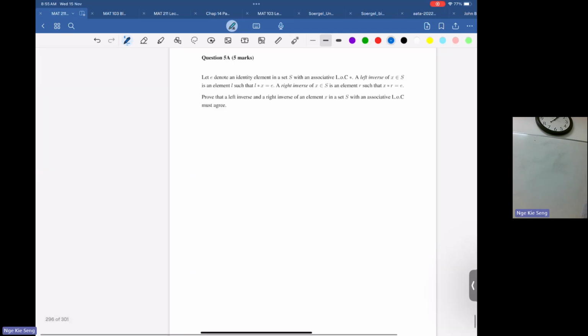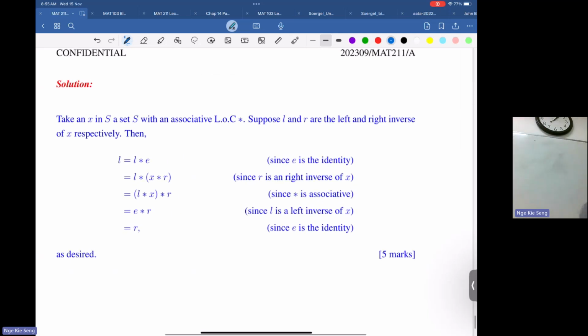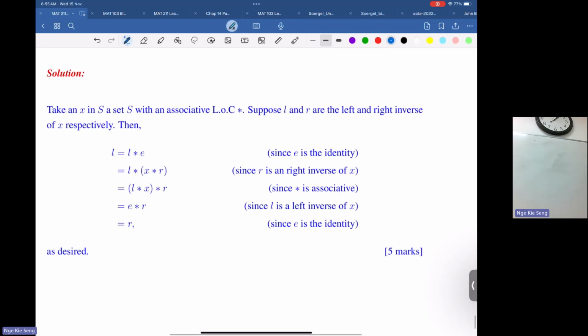So how to do it? You just start with the left inverse. Then you create, out of nothing, out of the identity, the right inverse. And then you use associativity to get rid of the left inverse, and you are left with the right inverse. So then the left inverse equals the right inverse. Okay, any question about this step?